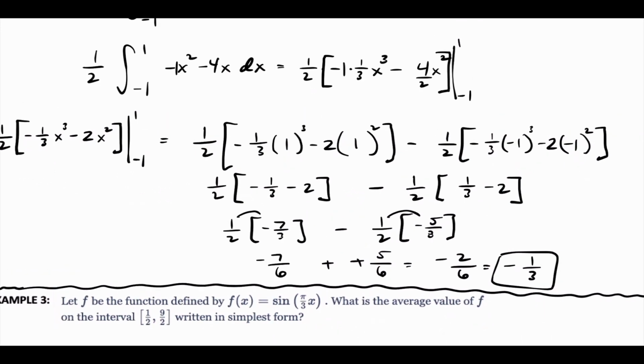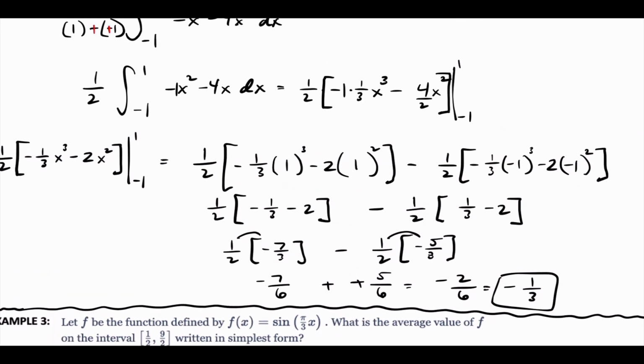So the average value, this is not the area under the curve. This is the average value. Okay, that's different. Like it's not the derivative, it's the average rate of change. So they're different. So this is the average value. The average value from -1 to +1 is -1/3. Okay.